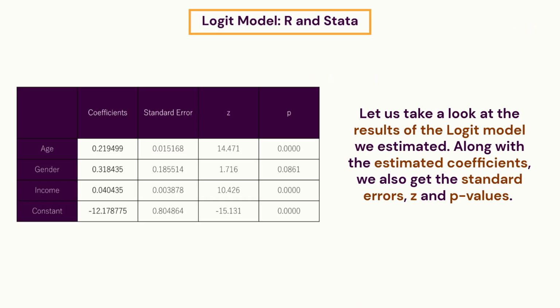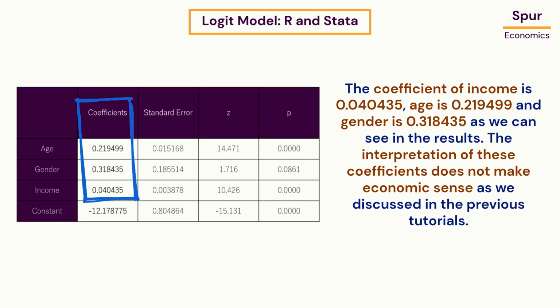Let us take a look at the results of the Logit model we estimated. Along with the estimated coefficients, we also get the standard errors, z and p-values. The coefficient of income is 0.040435, age is 0.219499, and gender is 0.318435 as we can see in the results.